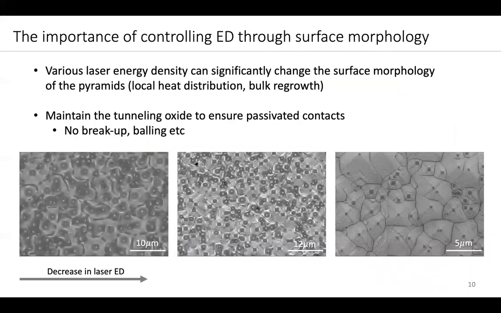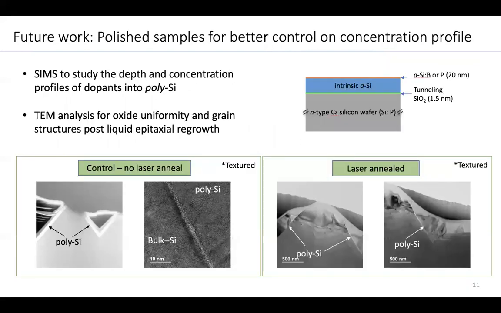We also need to examine the surface morphology of the samples to ensure the random pyramid features are not destroyed by too much heat. We see here as we decrease the energy density, there is less deformation of the pyramids. So it is important to balance all of the criteria that I just mentioned. Moving on to future work, we plan on examining planar or polished samples to gain a deeper understanding of the dopant profile using secondary ion mass spectroscopy, and also to use TEM to check the oxide uniformity as shown below in these images.